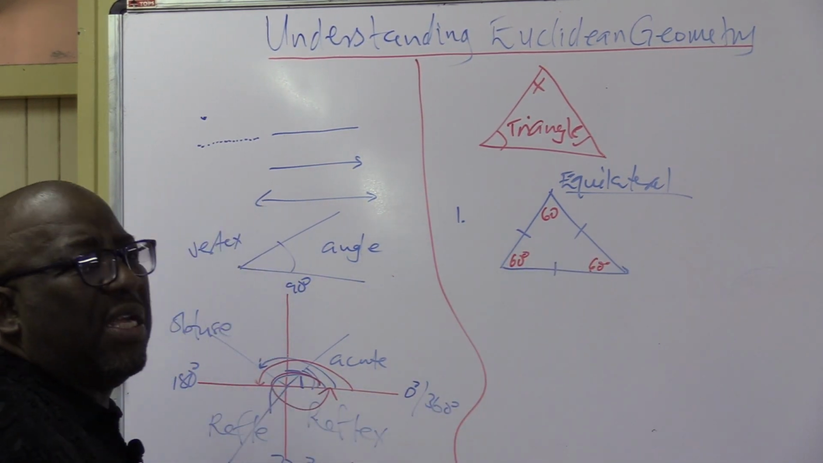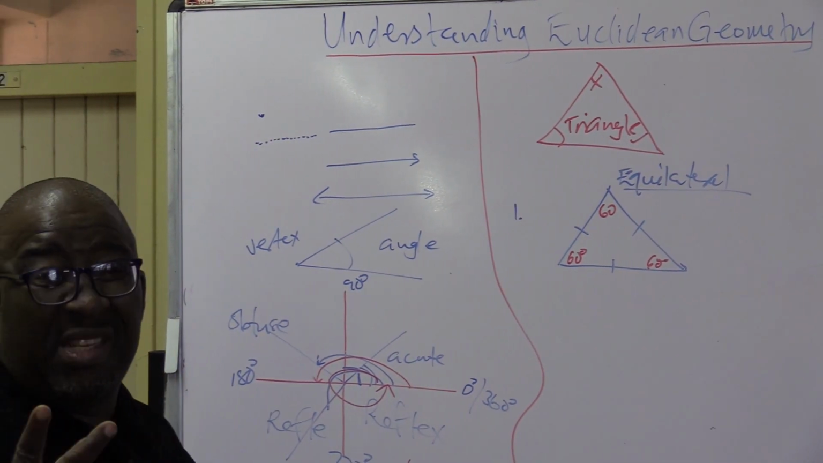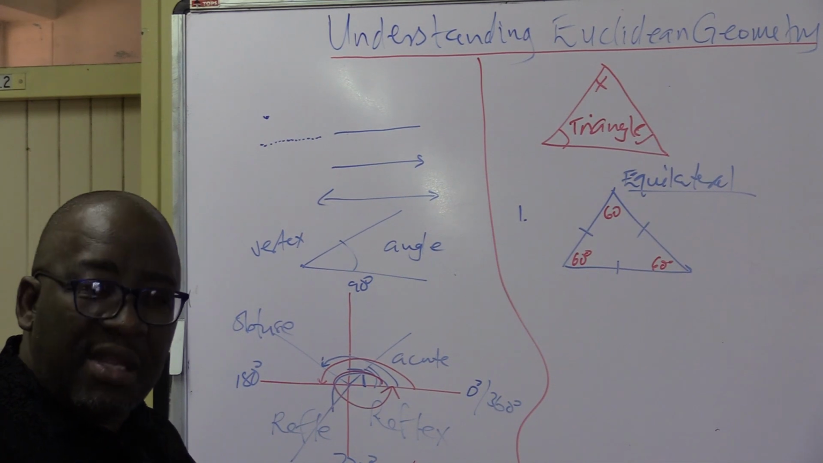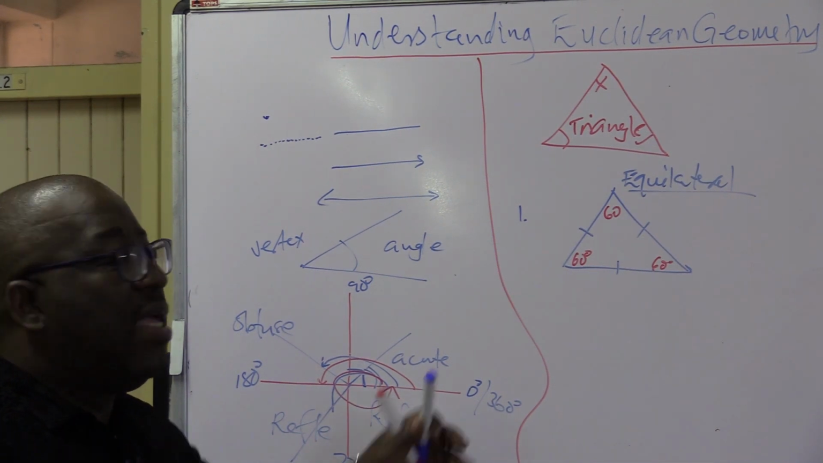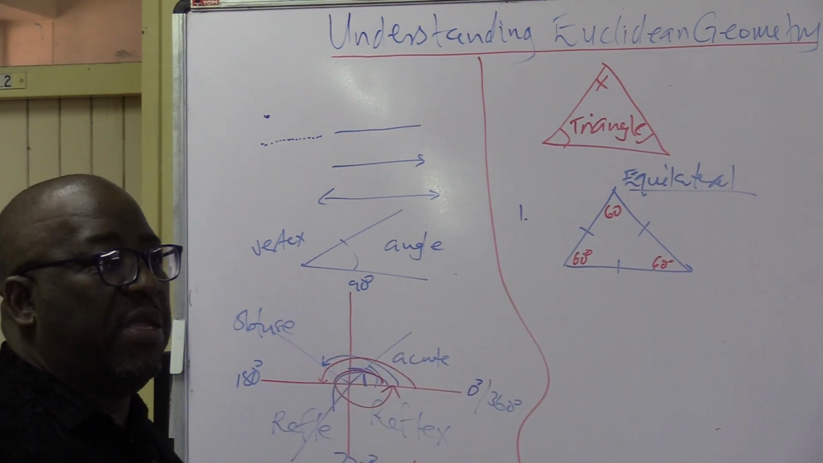These properties are very important. Triangles have got 2 properties. One has to do with angles and one has to do with sides. These sides are the same, equilateral sides. Therefore, all the angles will also be equal.